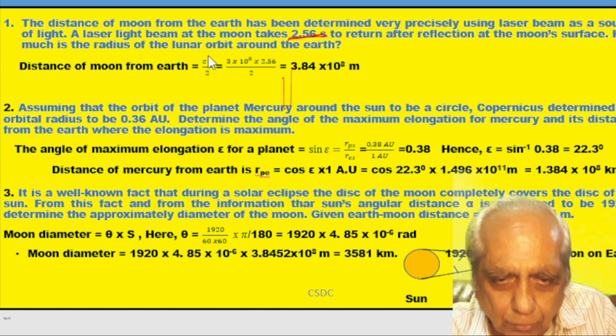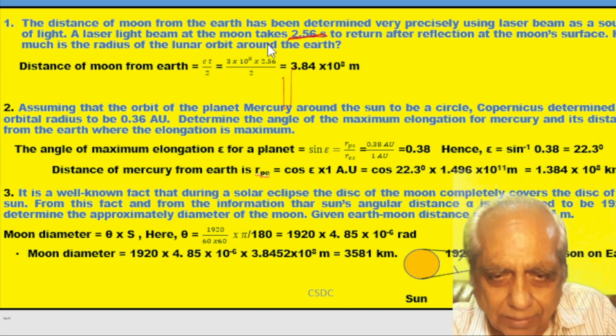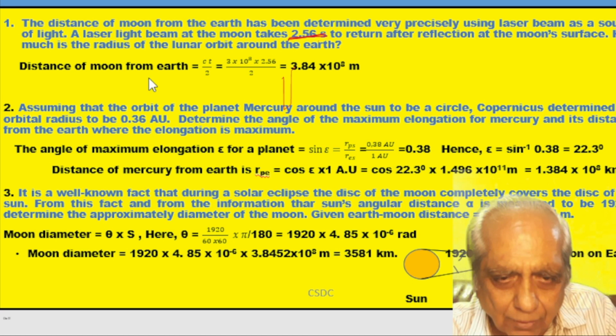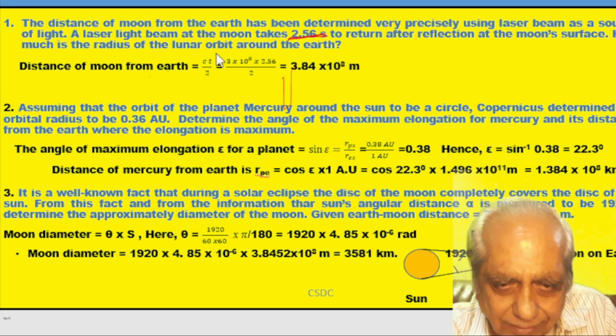So we have to use the velocity of the electromagnetic wave, which is 3 × 10^8 meters per second, same as sine. So we know how to get distance. Distance is Ct upon 2. This was derived, isn't it?